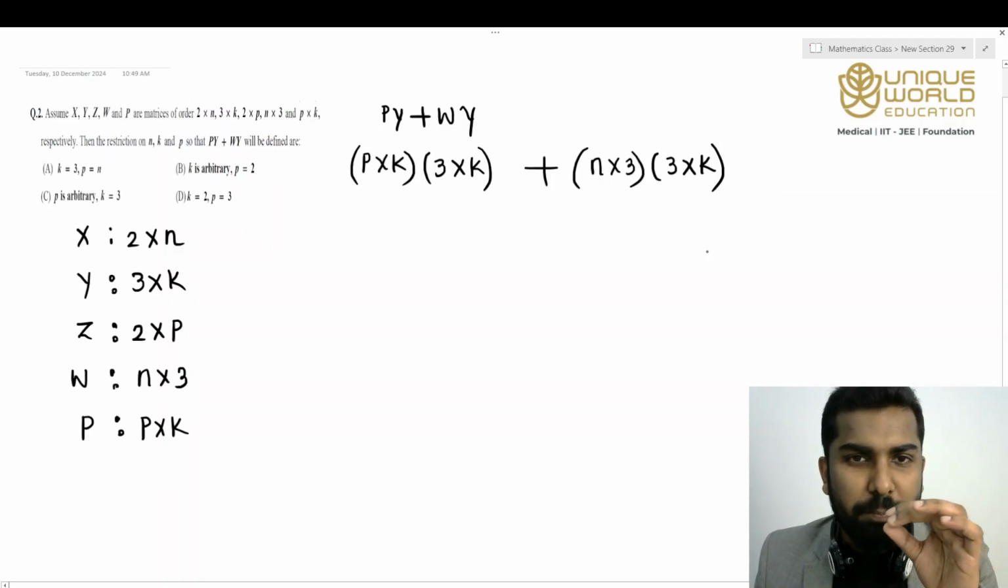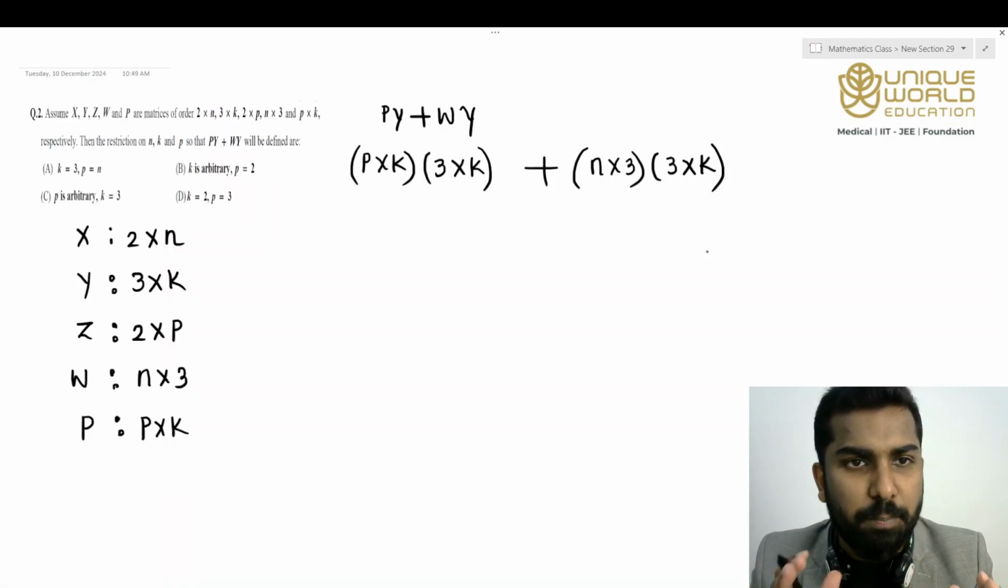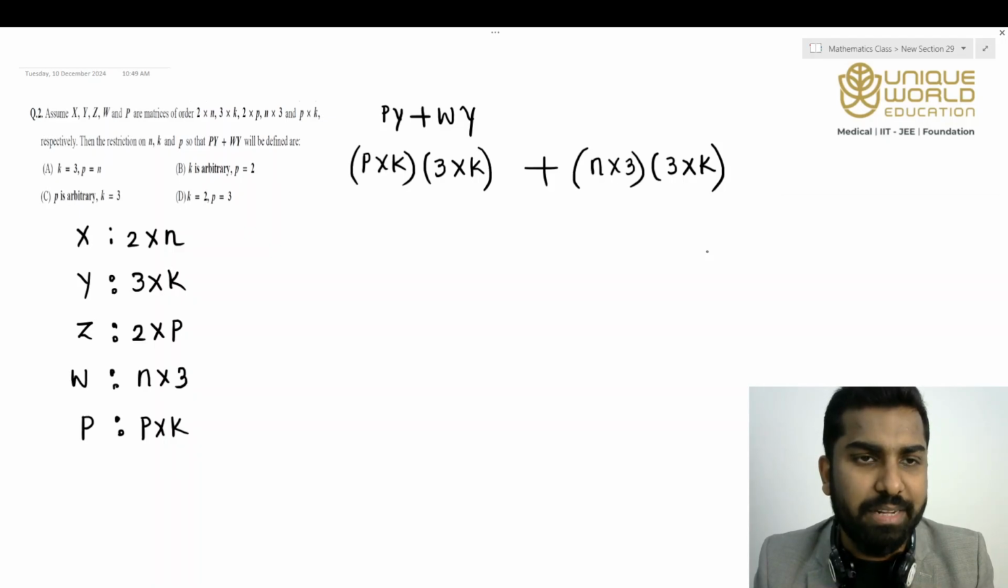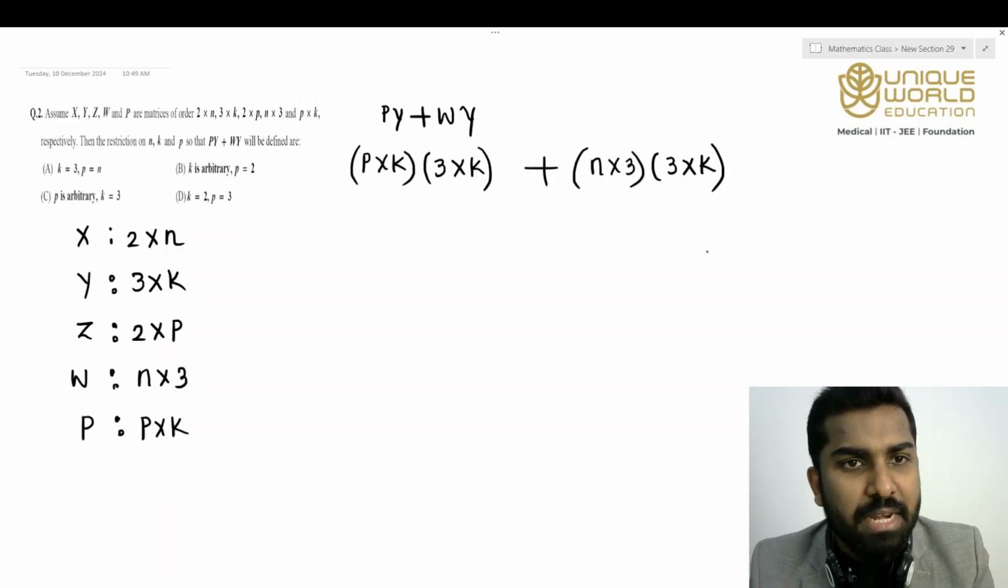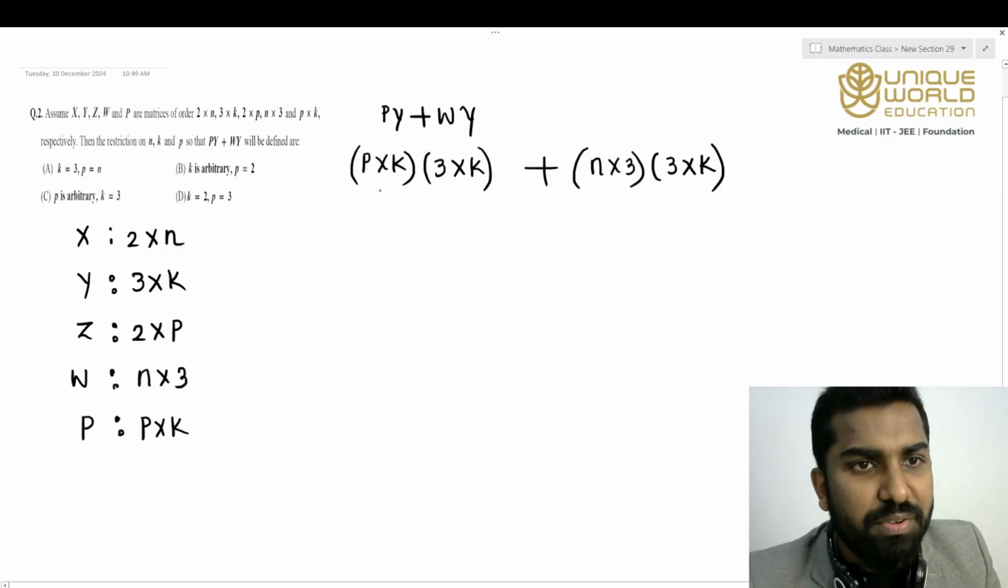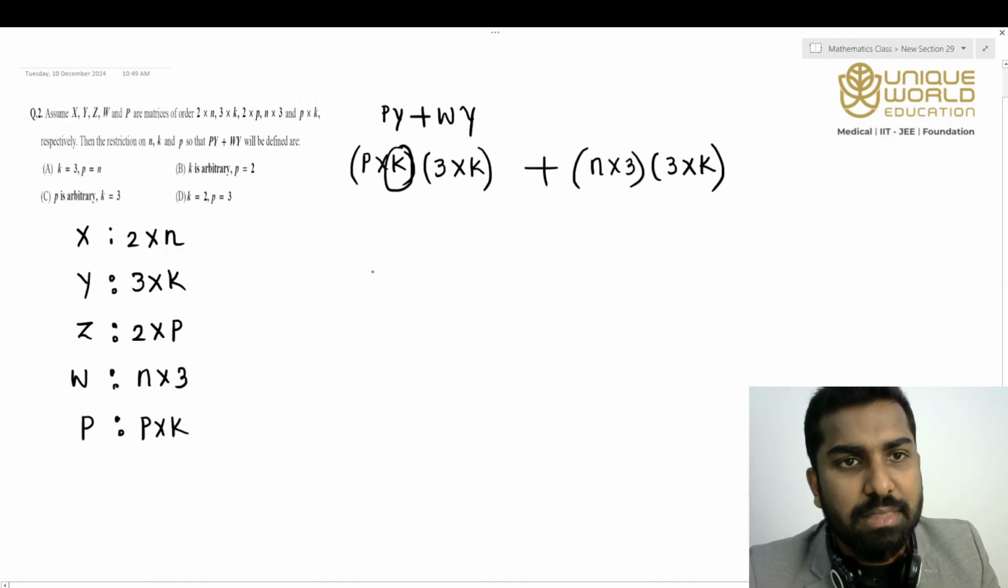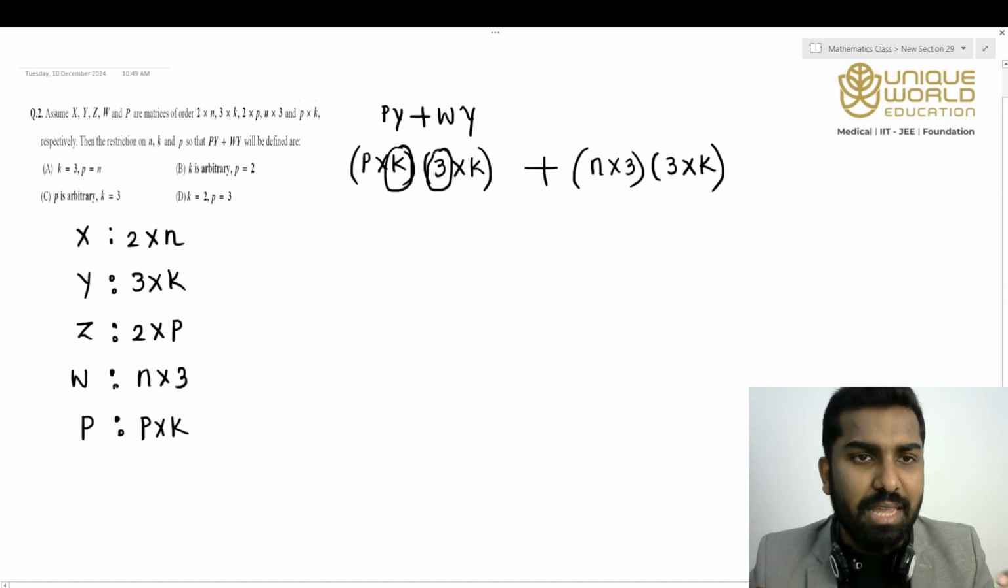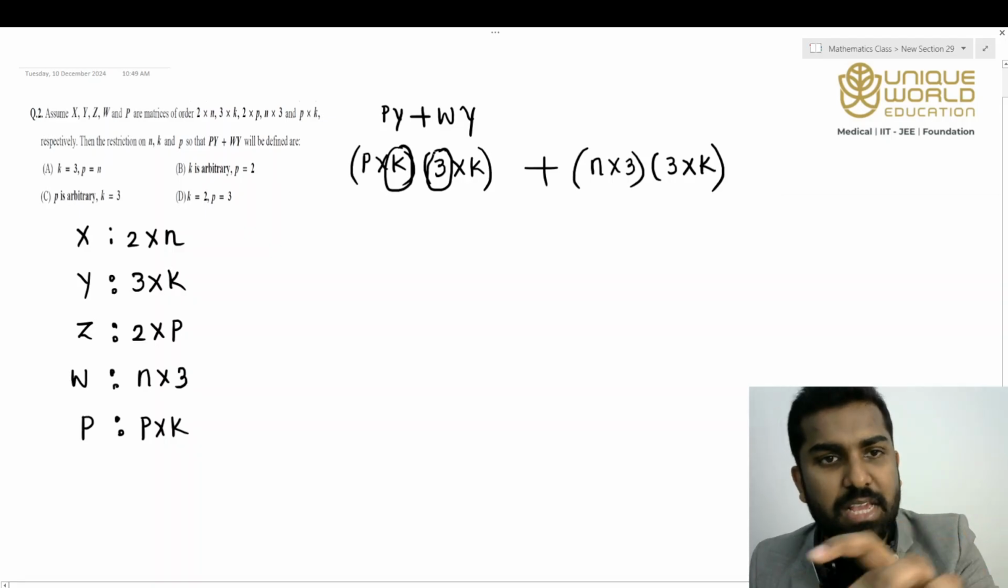Okay, so the basic property of matrix multiplication we know: two matrices can be multiplied when the number of columns in the first matrix is equal to the number of rows in the second matrix. So if you are taking p by k, p is the row and k is the column. The number of columns in the first matrix will be equal to the number of rows in the second matrix. This column will be equal to row.